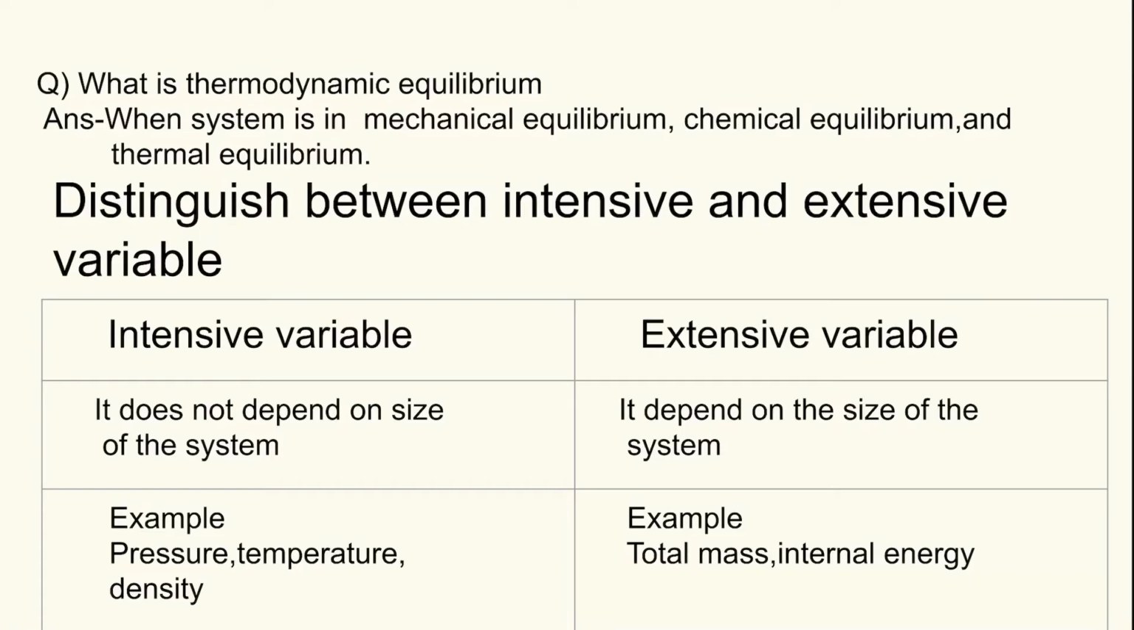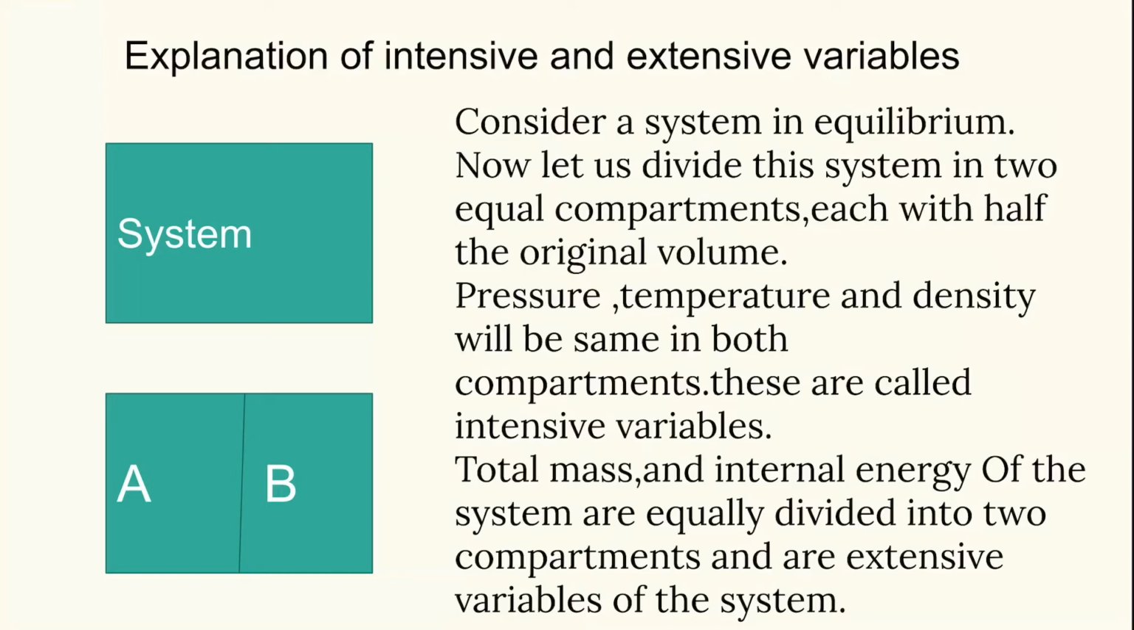Now there are two types of state variables: intensive and extensive variables. Intensive variables do not depend on the size of the system. Extensive variables depend on the size of the system. Their examples are given below. Next is the explanation of intensive and extensive variables.